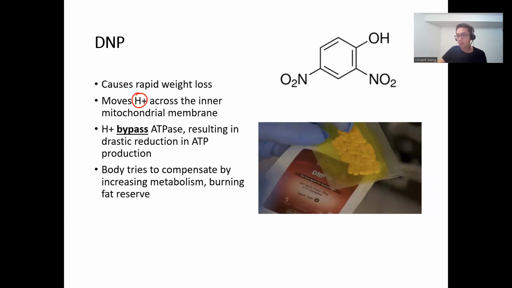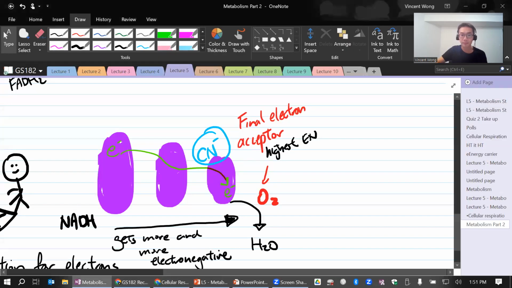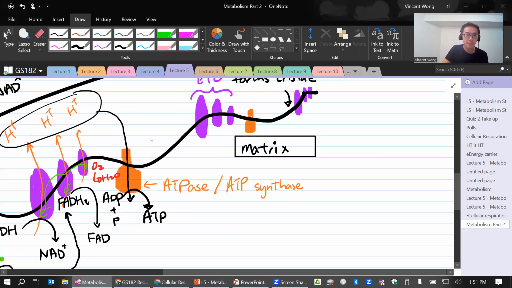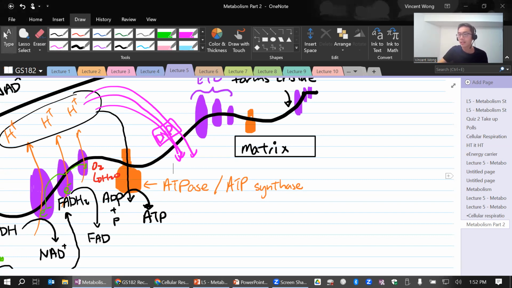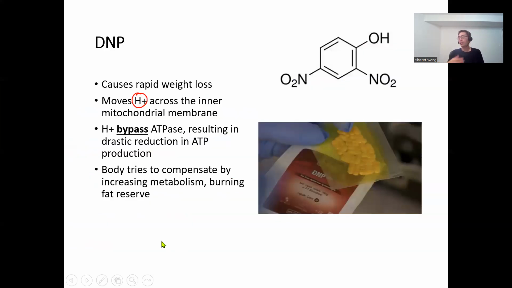Instead, let me show you the picture here. In the presence of DNP, it's basically like, hey, you know what? Let's not go through the turbine. Go through me instead, right? So they'll move the H plus over. But of course, the DNP is not creating any ATP for you. So when someone consumes DNP, they're not making as much ATP, because not all of the H plus is going through the turbine.